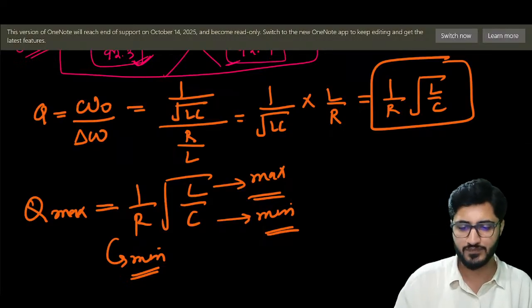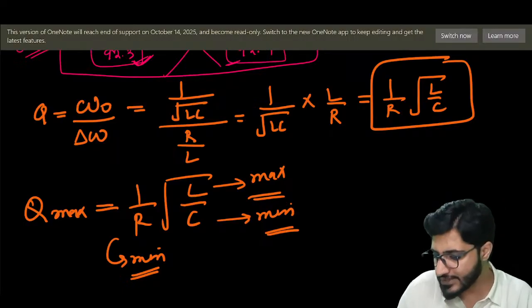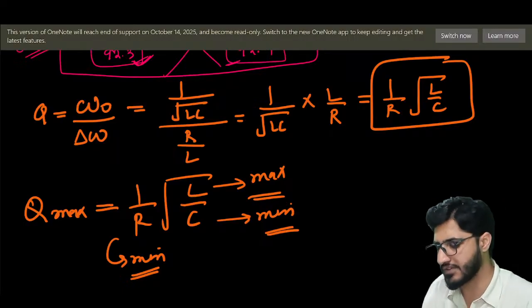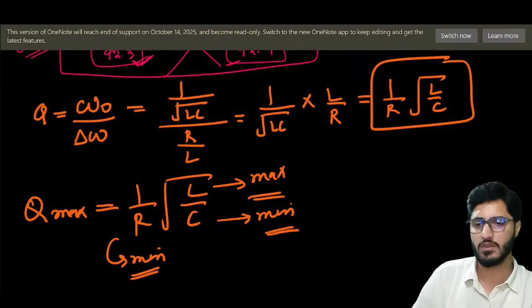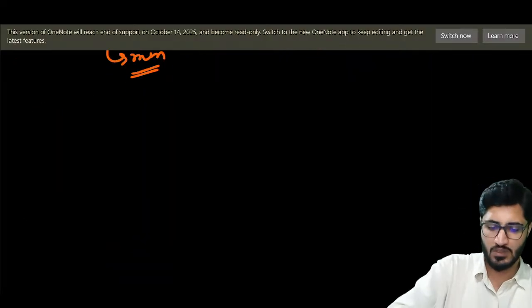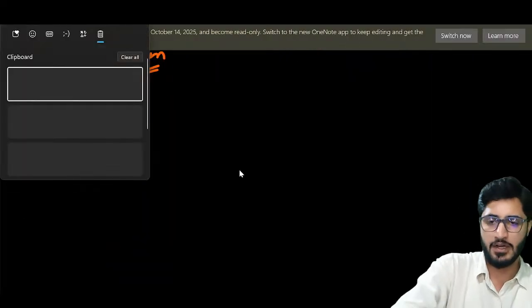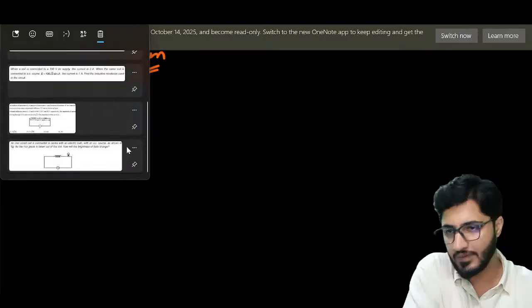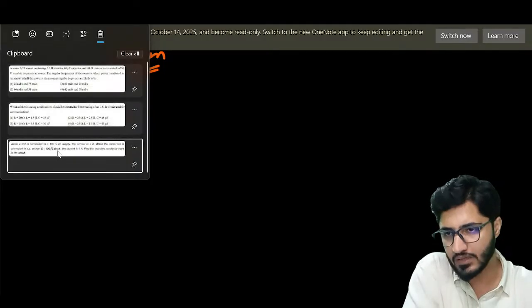Done, beta? Easy or super easy? This one done. This numerical now.